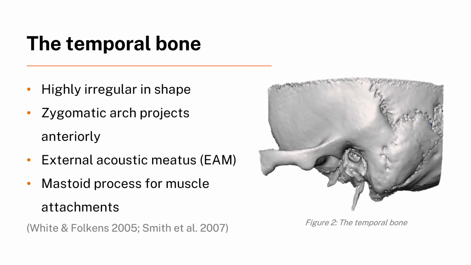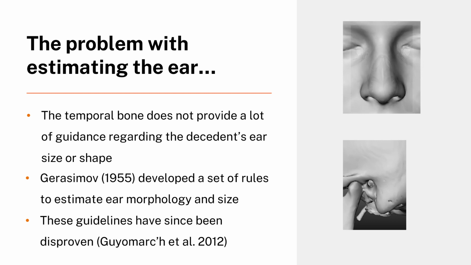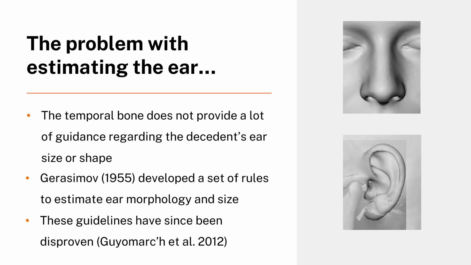The main region of interest underlying the ear is the temporal bone. The temporal bone is highly irregular in shape, forming the transition between the cranial wall and base. It consists primarily of the external auditory meatus, the zygomatic arch, and the mastoid process. Unfortunately, unlike other facial features such as the nose, the temporal bone does not exactly provide a lot of guidance as to how the ear looked when trying to estimate its shape and size.